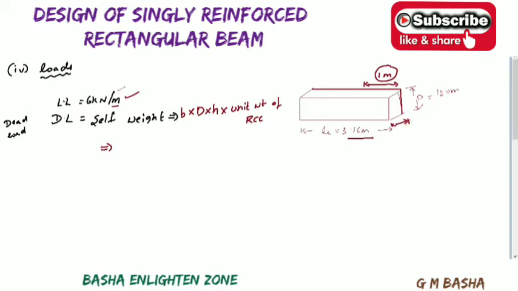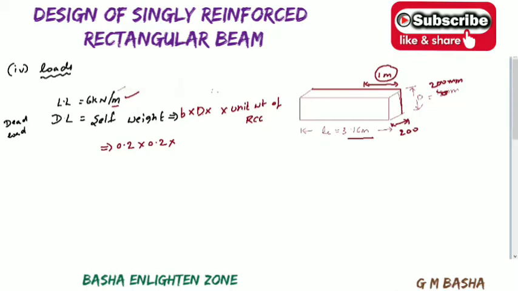What is the B value here? The width of the support we are considering is 200 mm, that is 0.2 meter. And what is the D here? The overall D will be considered as 200 mm, that is 0.2 meter. So B into D into L, sorry, this one will be L, not H. Why? Because depth is in terms of height only. So B into D into L, then only it will cover.